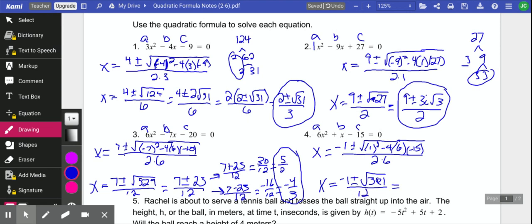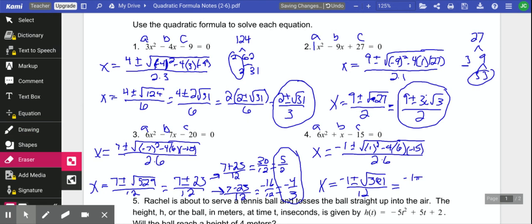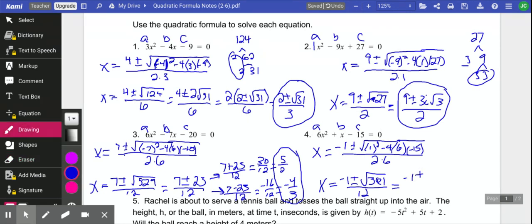over 12. I'm thinking that 361 is a perfect square. Pretty sure it is. Go ahead and put that in your calculator. So negative 1 plus, oh, that was supposed to be a plus, sorry. Negative 1 plus or minus 19 over 12. So there's two answers here.